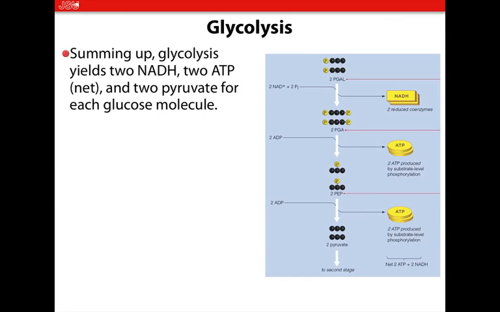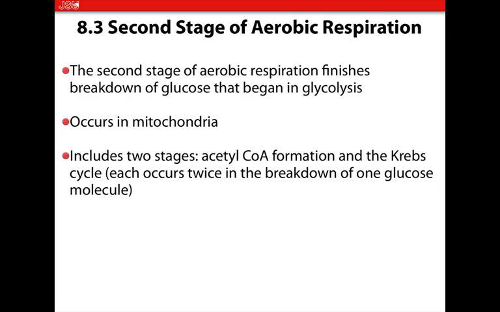Again, this happens in the cytoplasm. Now we're going to take what happened in the cytoplasm, that pyruvate, and we're going to do aerobic respiration. This primarily happens in the mitochondria, but pyruvate alone cannot enter into the mitochondria. We have got to prepare it. We've got to have this bridge step.